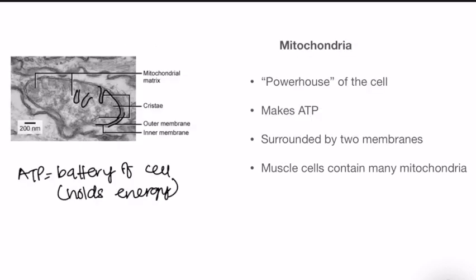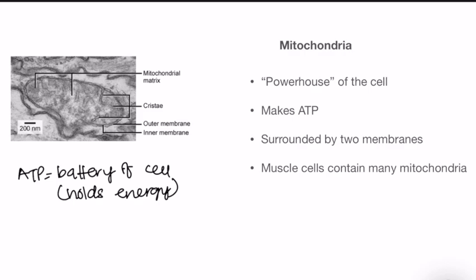Mitochondria is called the powerhouse of the cell, and the reason why it is called the powerhouse of the cell is because it makes ATP. What is ATP? ATP can be thought of as the battery of the cell. It holds energy within it, and so every time the cell needs to conduct a process that needs energy, it will break down a molecule of ATP and release that energy.